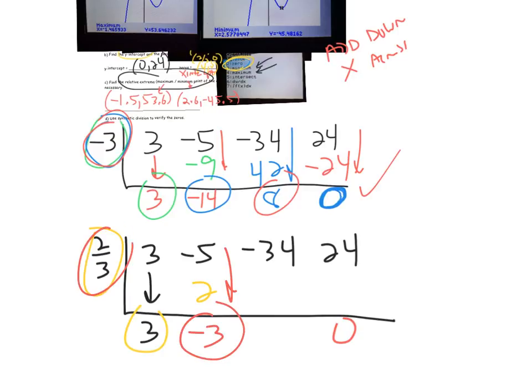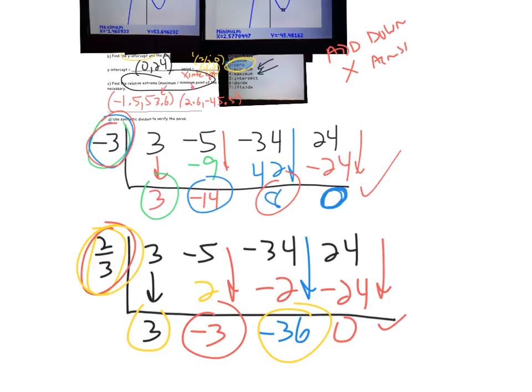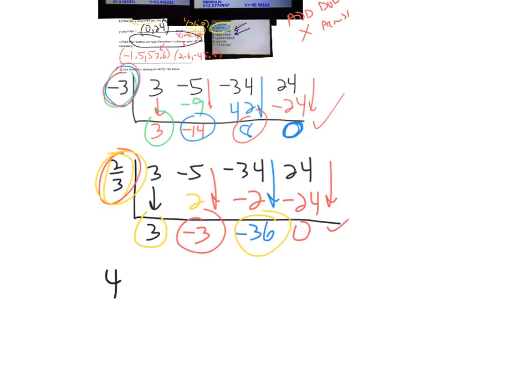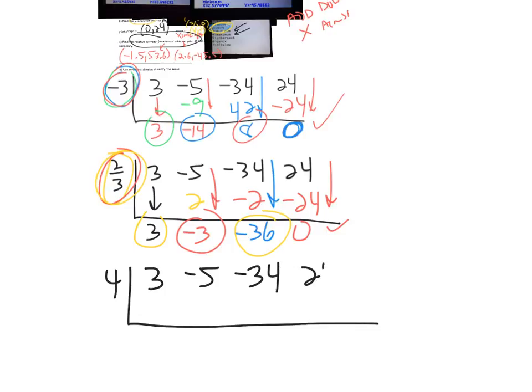Multiply across, negative 3 times 2/3 is negative 2. Add down, negative 34 plus negative 2 is negative 36. Multiply across, negative 36 times positive 2/3 is negative 24. So here when I add down, 24 minus 24 is 0. Now we'll take the last zero, which we said was 4, and also divide that into the equation. So this is how you verify zeros using synthetic division. I did that division for you so that you can check your work. So that is how we graphed polynomial functions in our course.